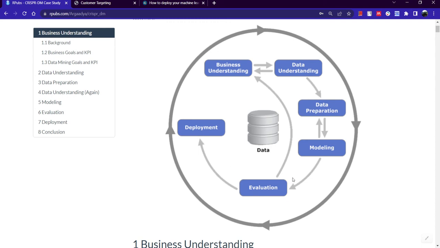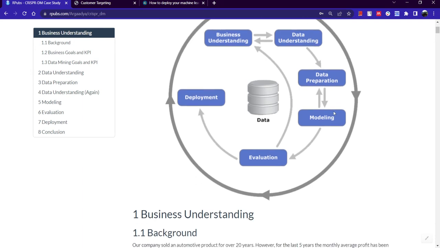And of course, as you see, there is always an arrow to take you back to any stage. So that means at any time you find there's a need to step back, by all means you can do so. For example, while you are in data understanding, if you want to get back and have more insight about the business understanding, you can do it. Same, for example, in modeling, you can go back to data preparation and so on.